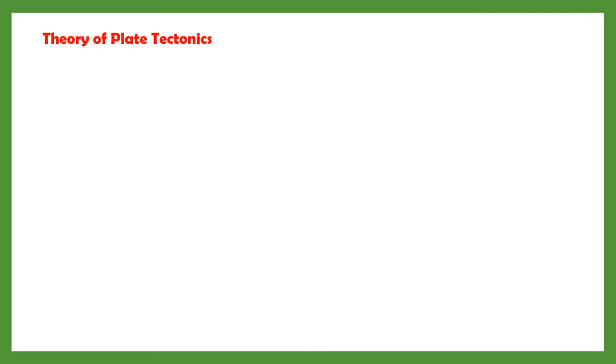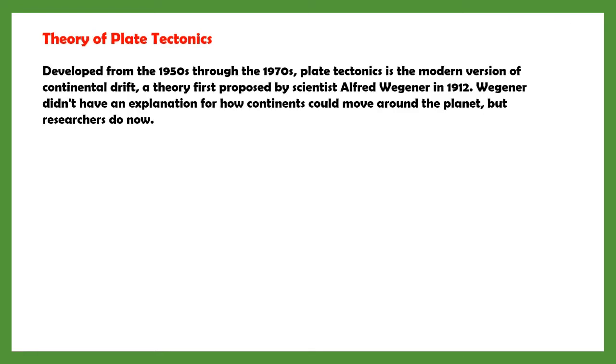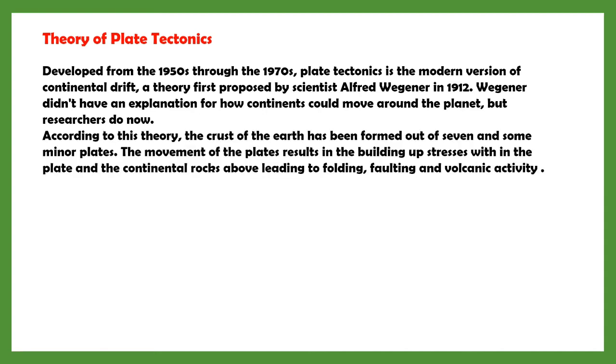And the second is the theory of plate tectonics. Developed from the 1950s through the 1970s, plate tectonics is the modern version of continental drift, a theory first proposed by scientist Alfred Wegener in 1912. Wegener did not have an explanation for how the continents could move around the planet, but researchers do now. According to this theory, the crust of the earth is formed out of 7 major and some minor plates.